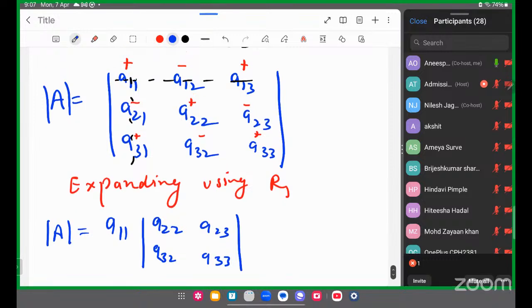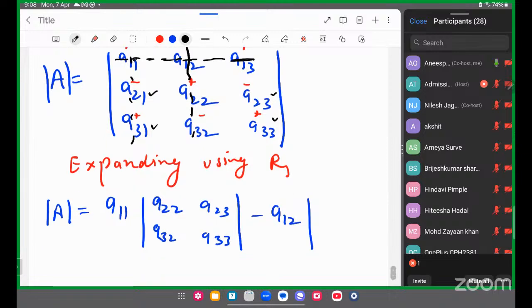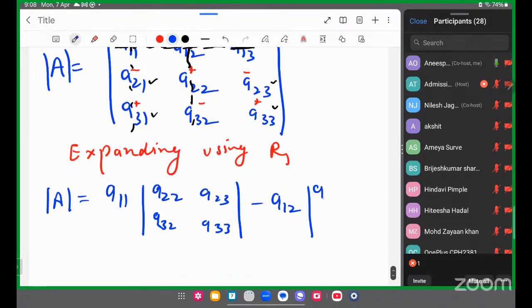Next element is A12. Its convention is minus, so this will be minus A12 and we will be left with the determinant. Now we will delete the corresponding row and column of element A12. So we will be left with these elements. So this will be A21, A23, A31, A33.